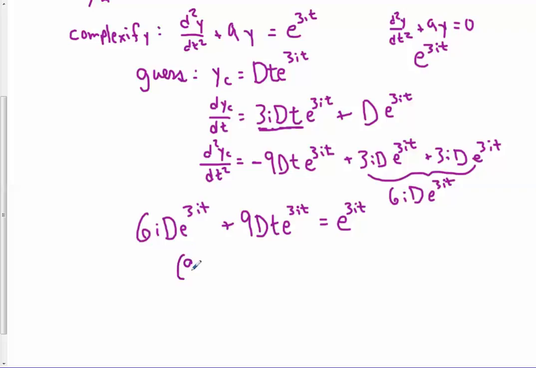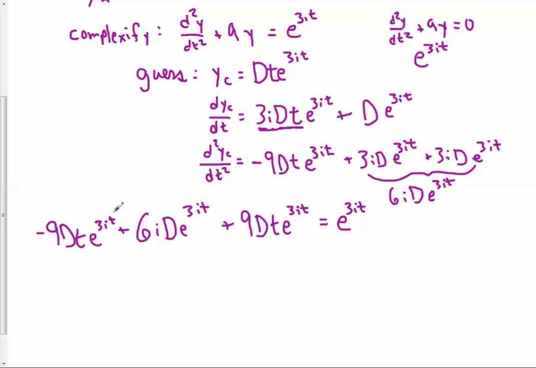We have 9 plus, or excuse me, I'm sorry, I did not put everything in right. I forgot the minus 9 dt e to the 3it. I was panicked for a second and thought things were not working out. All right, those two terms together are the second derivative, and that should have gone in there. Okay, my apologies.